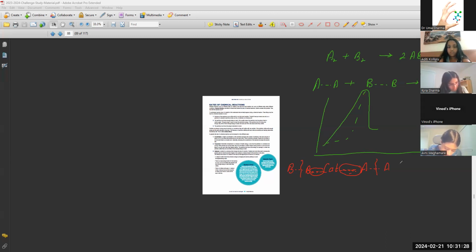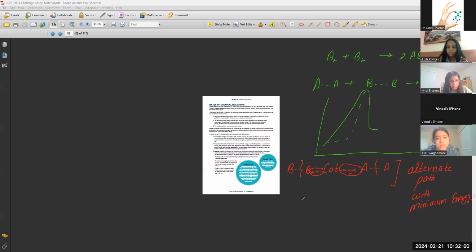So generally we are learning it as providing an alternate path. First you break the attractions and then you bond, with minimum energy. Now Aditi is forcing me to teach you one more thing. The way Kyra said, and I gave you this word, alternate path with minimum energy.